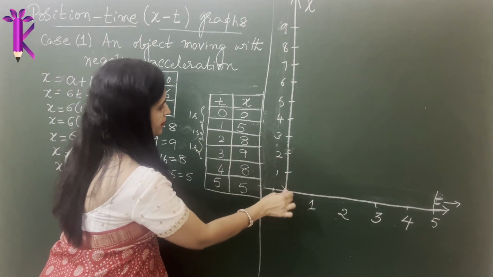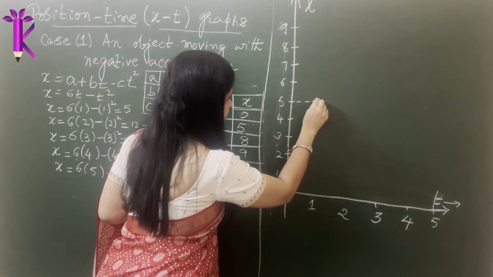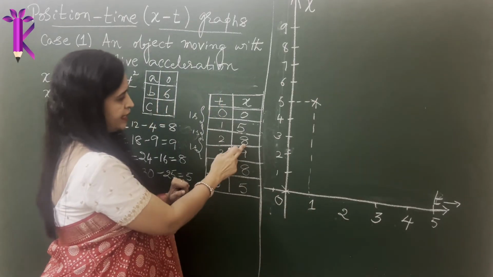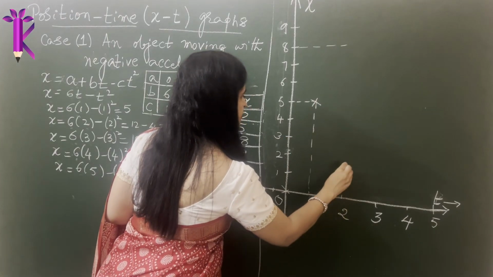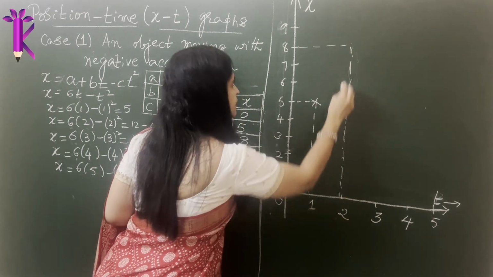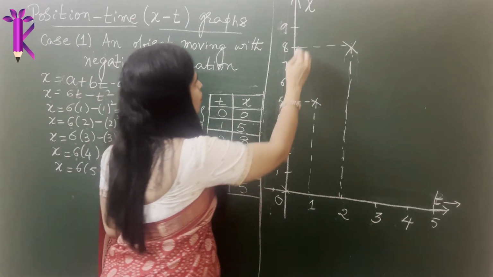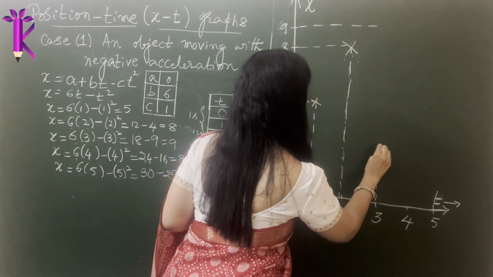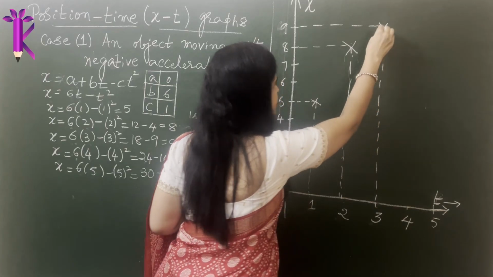Let's not plot it. It will come here only. When t is 1, it is 5. So where will this be? When t is 1, this will be the value. When t is 2, it is 8 meters. When t is 3, it is 9 meters. It may not be straight because I don't want to block the board. I don't want to block your vision.